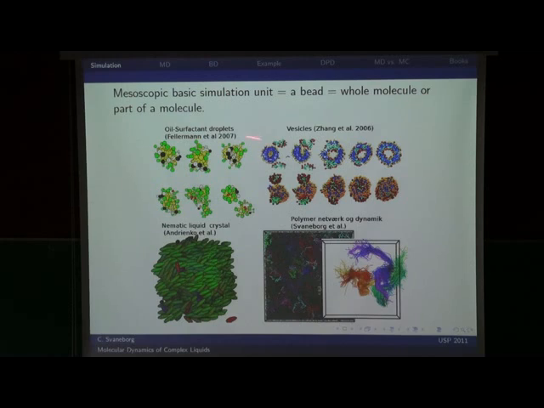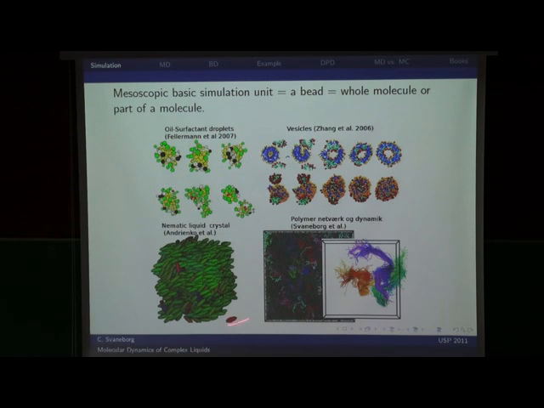So here, for instance, is something from our group. This is an oil drop that is covered by surfactants and some information molecules, and you can then study information molecule replication on the surface of such soft matter systems. You can study division of these systems. Vesicles, we can study dynamics of vesicles. I'm going to return to this.